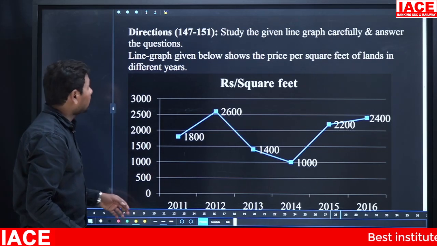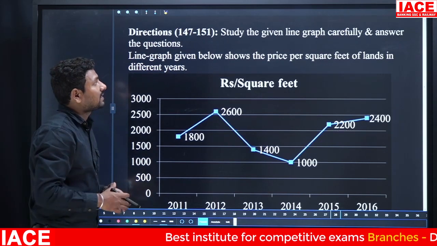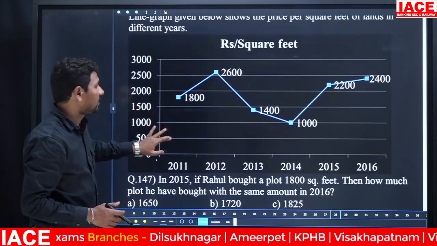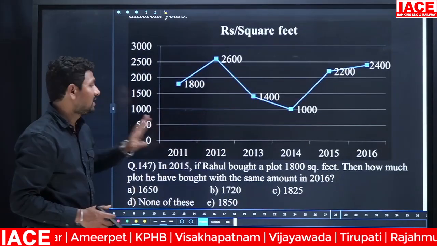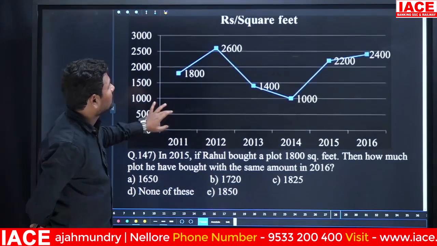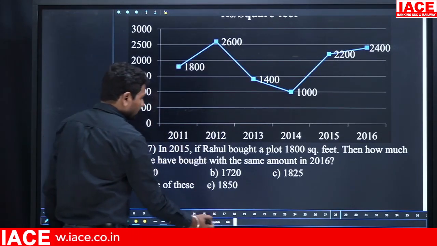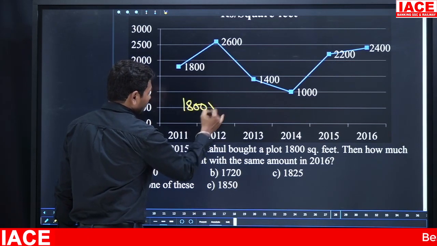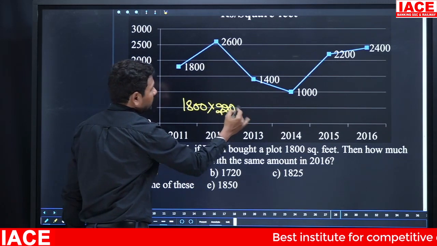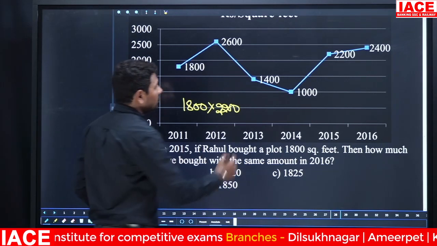Next we have a different data based on the line graph. Line graph given below shows the price per square feet of lands in different years: 2011, 2012, 2013, 2014, 2015, 2016. In 2015, if Rahul bought a plot of 1800 square feet, each square feet is how much rupees? 2200. Then how much plot can be bought with the same amount in 2016?